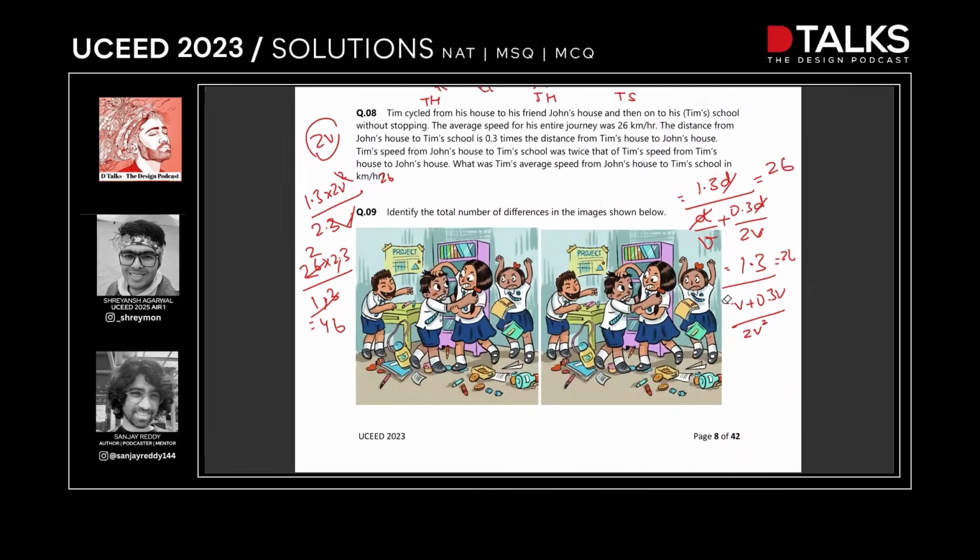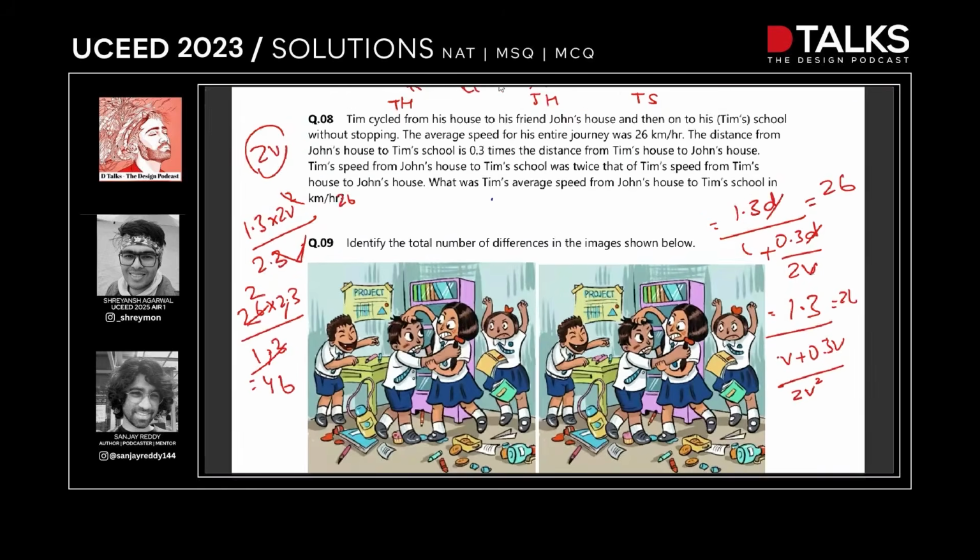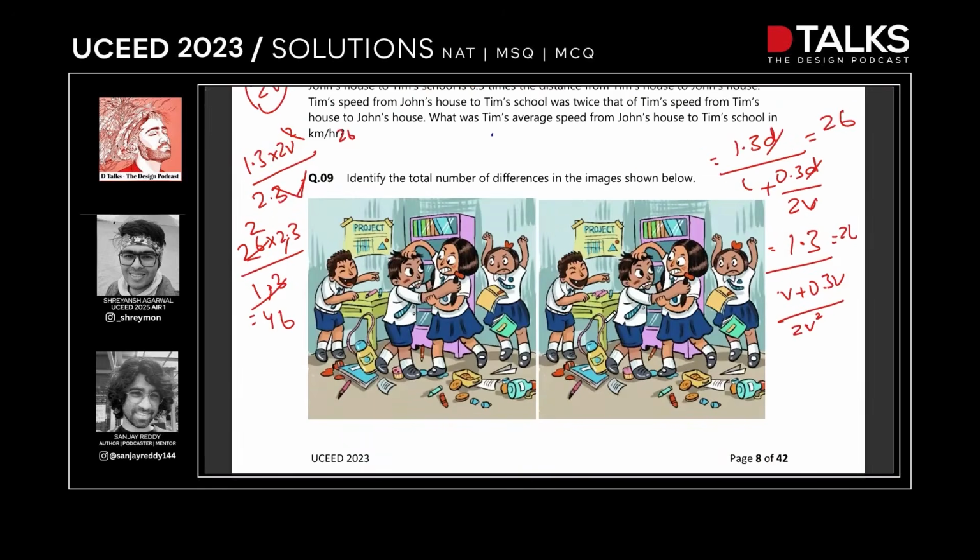Identify the total number of differences in the image shown below. Okay, I mean, it's differences. Nothing much to do in this. I'll still mark it out in case. So question number 9, right? What I do is just go one by one. Just keep on checking every single small smidge of detail you can.